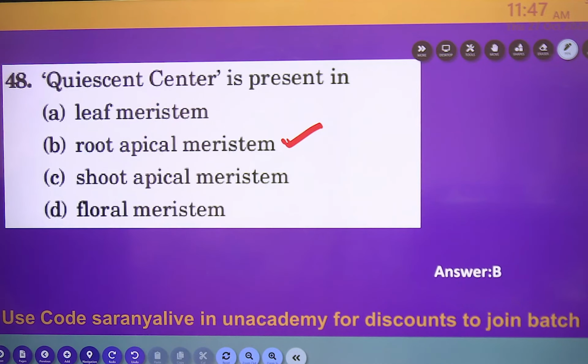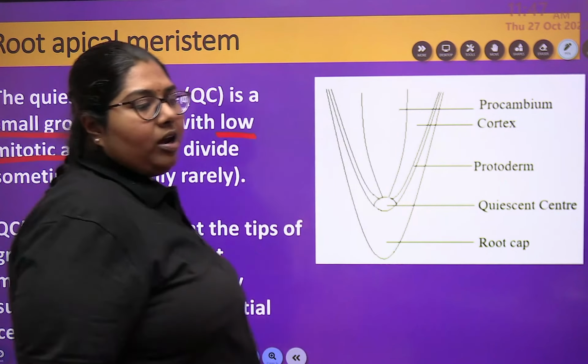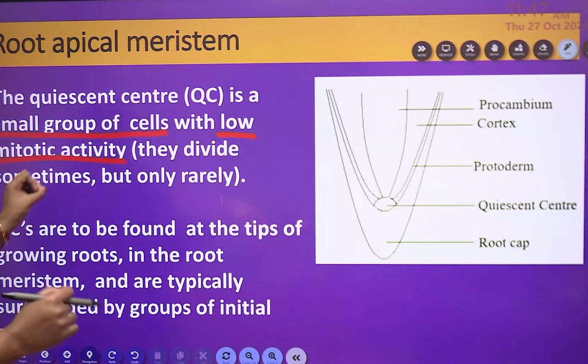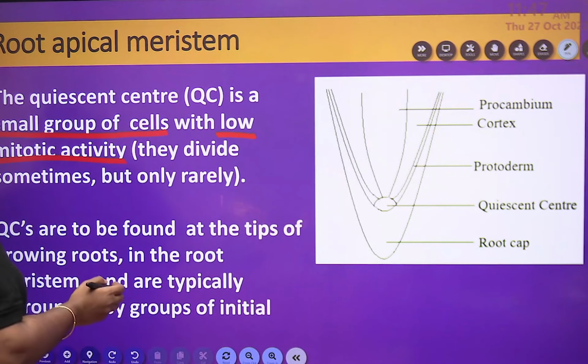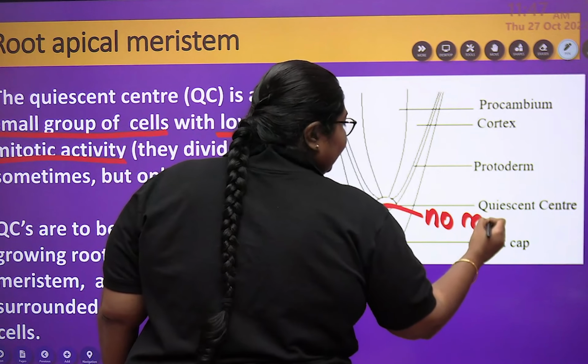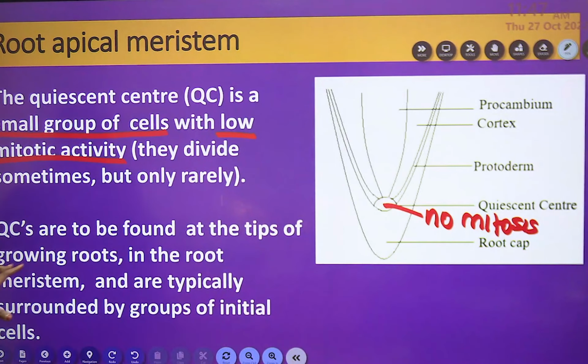So let us see how it is present in the root apical meristem. The quiescent center is nothing but a small group of cells with low mitotic activity. It is a very, very small group of cells, and that small group contains very low mitotic activity. It is very rare. Quiescent means there is no mitotic activity, so mitosis is not at all taking place. That is what is with the quiescent center. There is no mitosis.